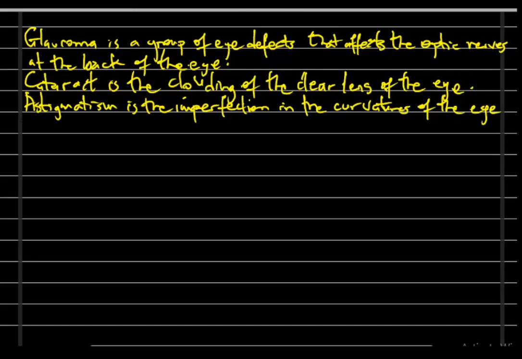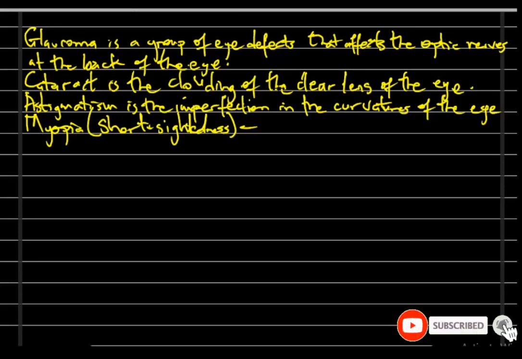So the actual one that we're talking about is myopia, or short-sightedness. This is when the eye focuses its light before the retina, so the light ray doesn't get onto the retina, and so it causes short-sightedness, where the person will be able to see objects at close distance, while the person will not be able to see objects that are far away. And this particular condition can be corrected.